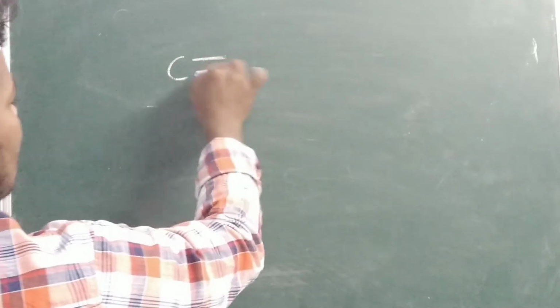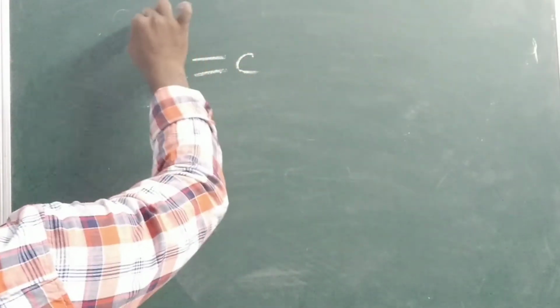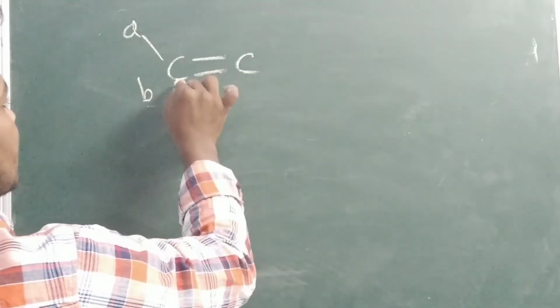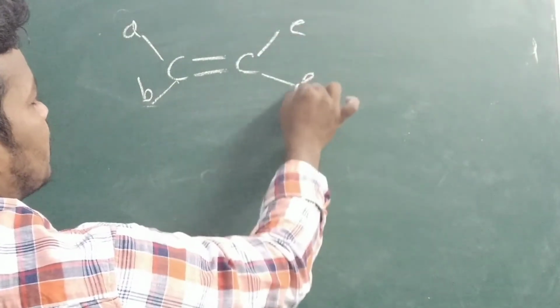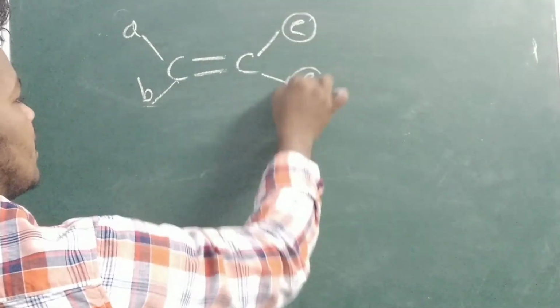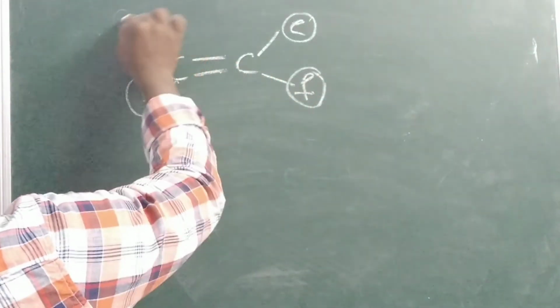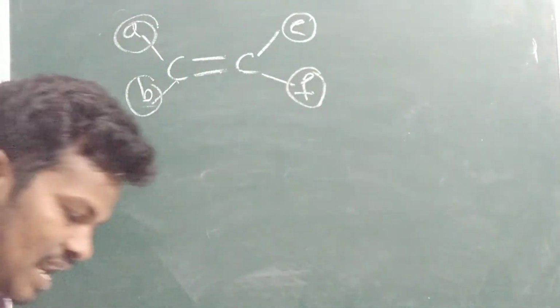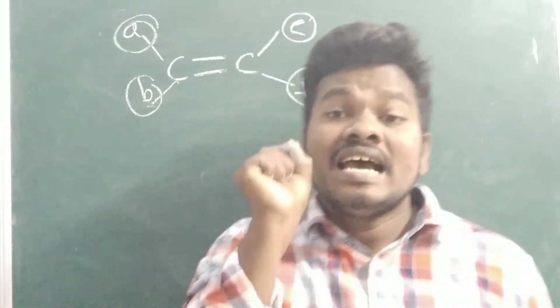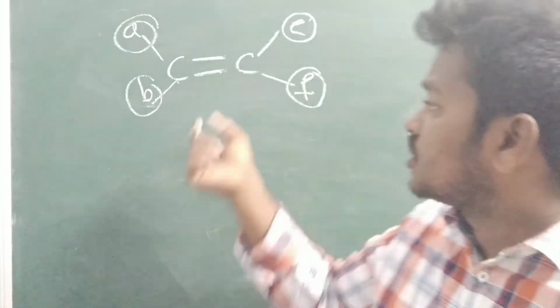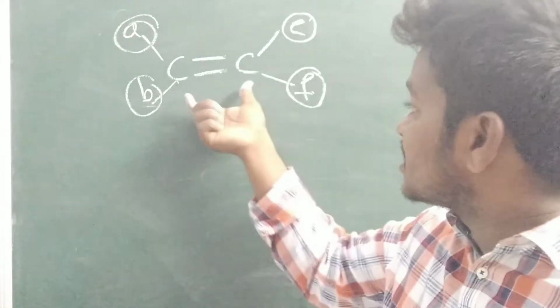So here you can see carbon to carbon. Here I am taking A, here I am taking B, here I am taking E, here I am taking F. Different groups E, F, B, A. For geometrical isomerism to be exhibited, the first condition is restricted rotation should be there. Here also restricted rotation, the double bond is there.